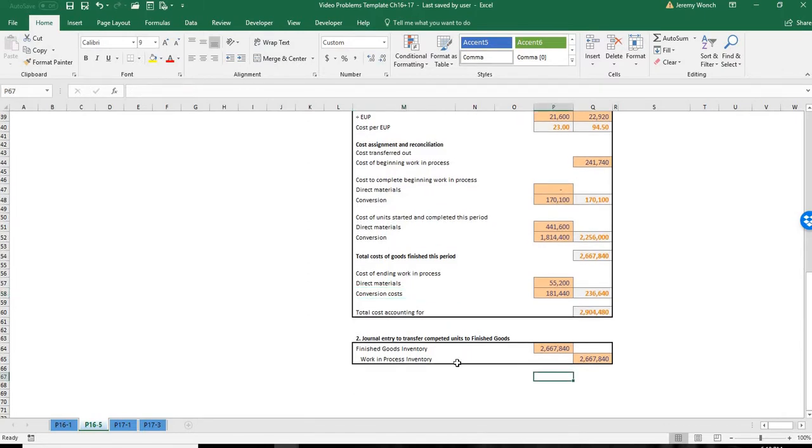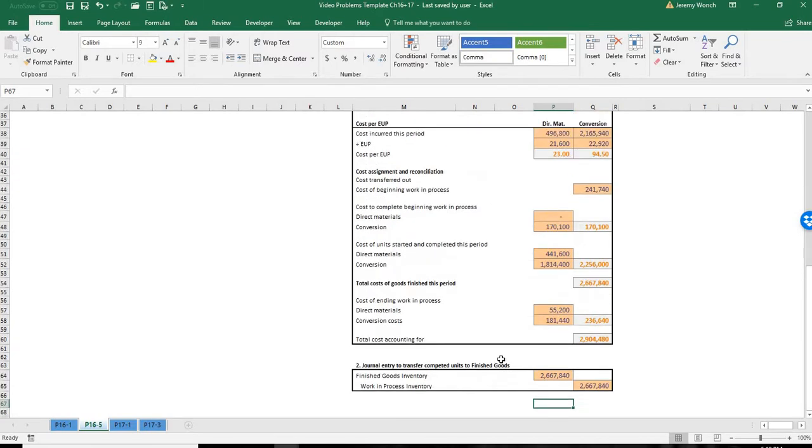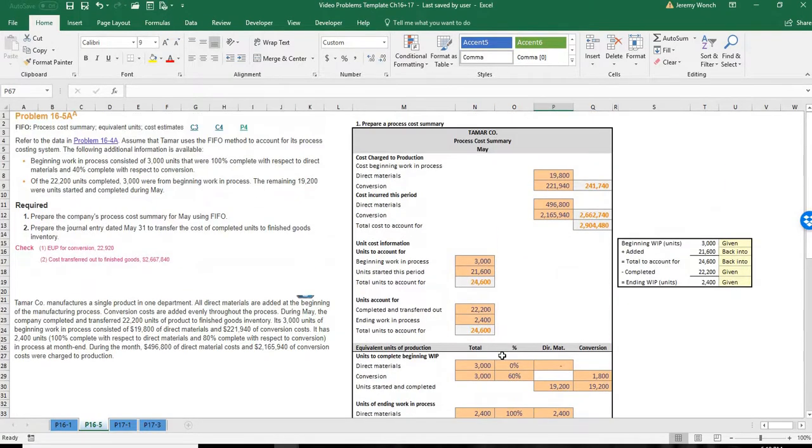So then it asks us to do a journal entry to transfer the goods completed to finished goods. So that's what we transferred is right here. These are 2,667,840. So we take that out of work in process and put it into finished goods. So alright, everything matches up, and that is our quick look at equivalent units.